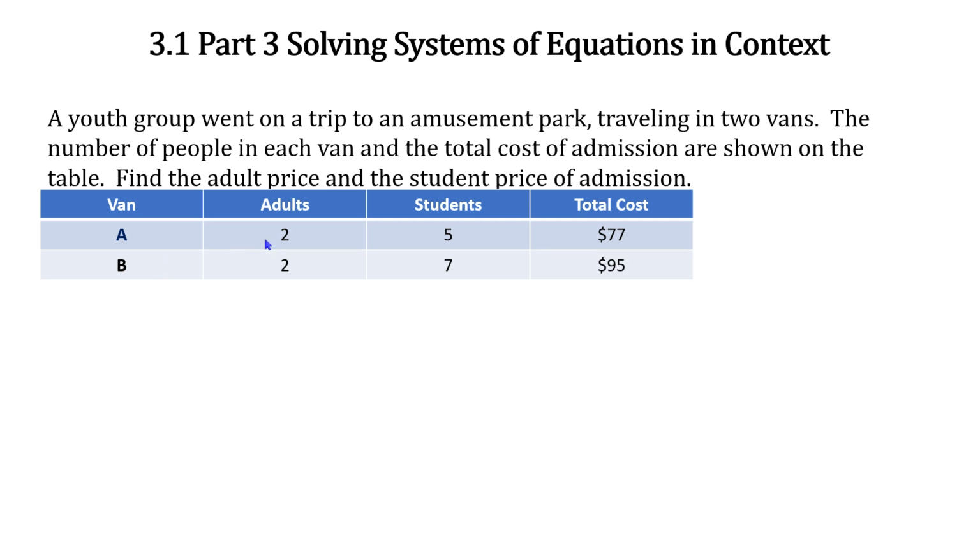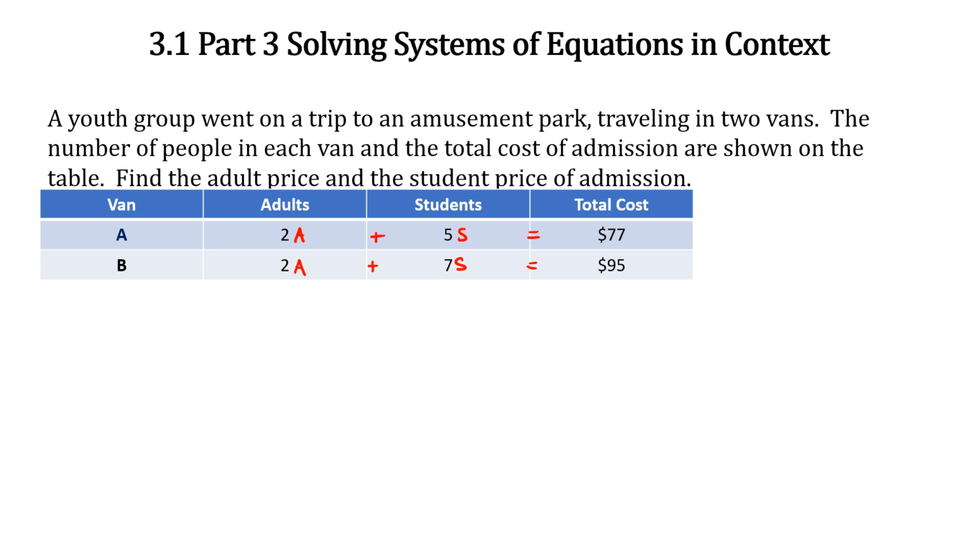So in van A, there were 2 adult tickets, 5 student tickets, total cost is $77. Van B, 2 adults, 7 students, cost $95. See if you can work this one out. Pause it here. Set up, your variables are adult tickets and student tickets. 2a plus 5s has to equal 77. These are the costs of the tickets now. So 2 adult tickets here plus 7 student tickets here had to come to $95.